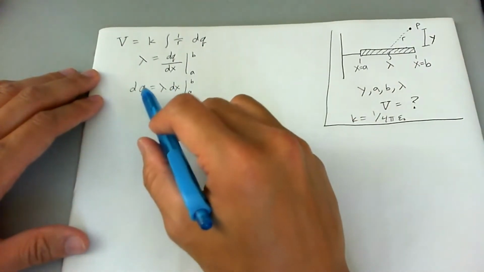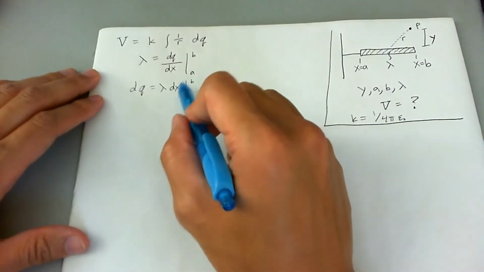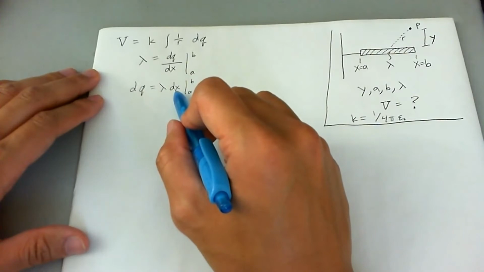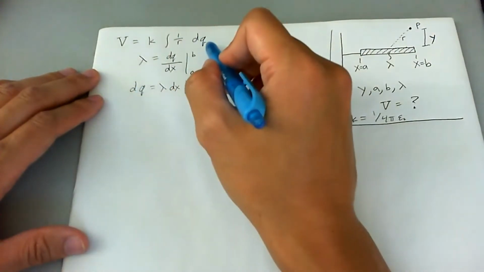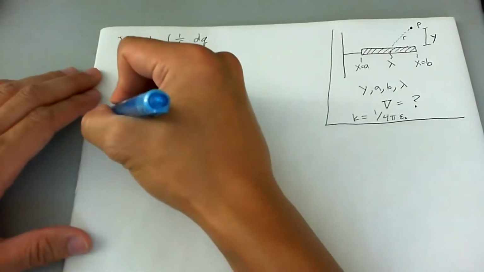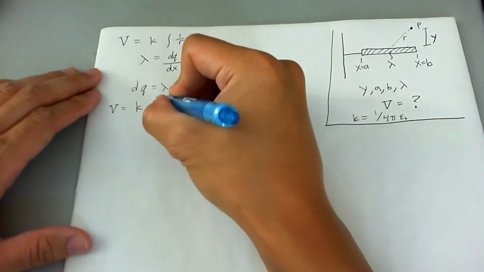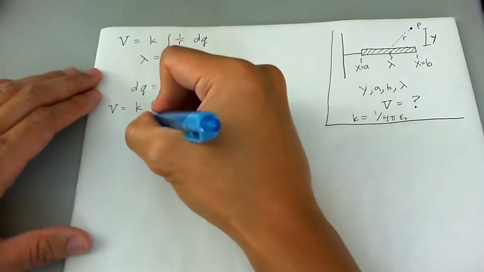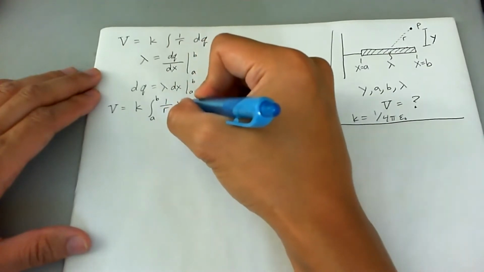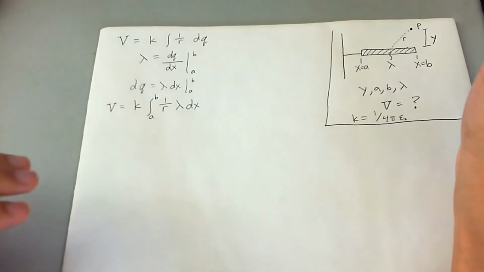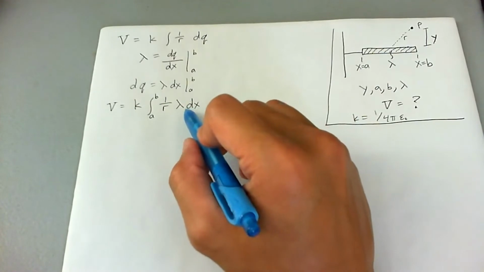So if we were to integrate dq from A to B over all those x values, we should get the total charge of this line here. Let's go ahead and plug this into the original voltage equation. Voltage is equal to K integral from A to B, 1 over R. And instead of dq, it's lambda dx. That helps a little bit because now we have it as a spatial element, d space.